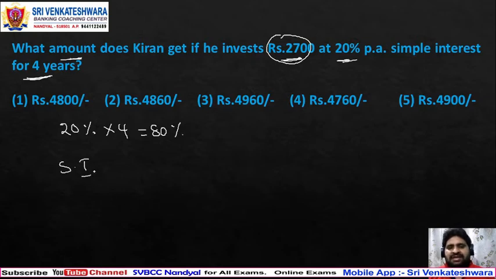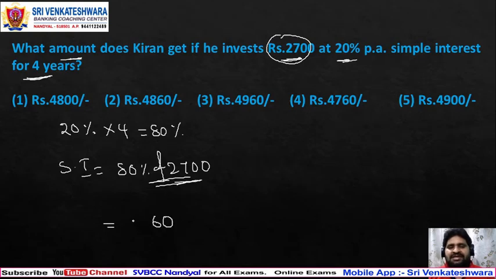80% we have to pay on 2,700, right? Then what is the simple interest we'll get? 80% of 2,700. How do you take it? I know 10% is 270. I require 80%, that means into 8. So 8 into 0, 0; 8 sevens are 56, 5 will be left over; 8 twos are 16 plus 5, 21. So 2160 is the interest you pay.